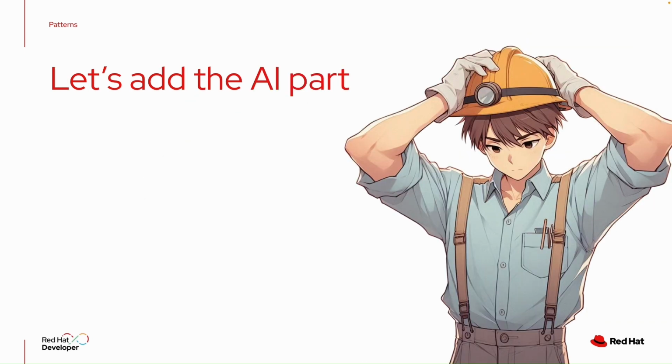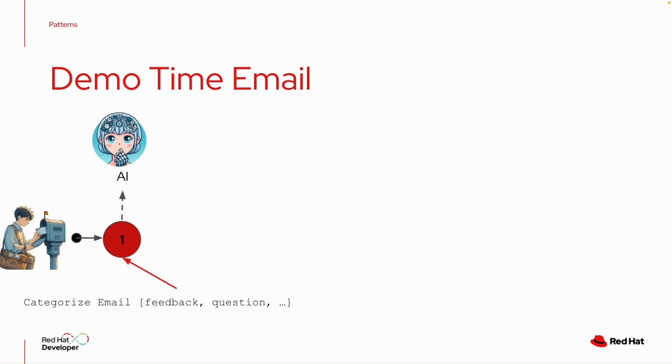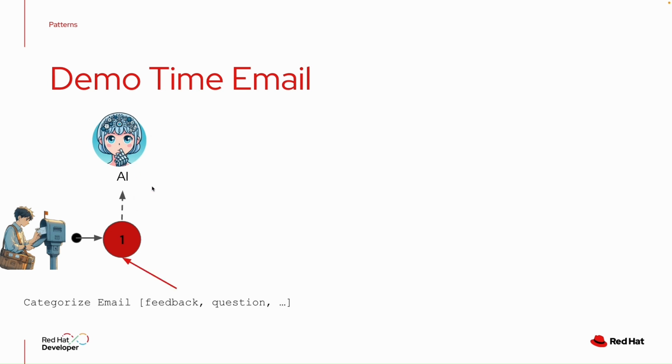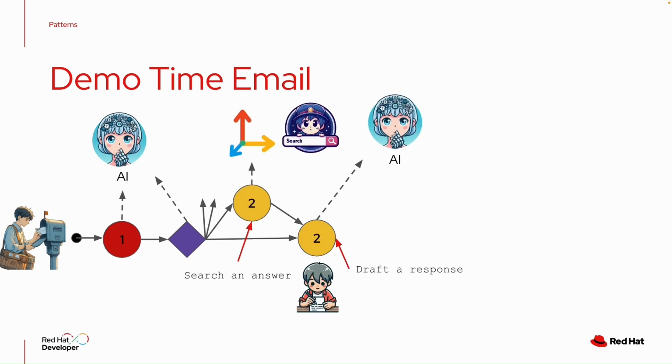Now, can you add the AI part? Yes. For example, we could use this demo. Basically, we get an email in our customer support, and we want to check if we can provide automatic answers to this email. You say, okay, this is the AI, and I'm asking, hey, categorize the email as feedback, question, and so on. Then, depending on the category, can you provide an automatic response? Maybe yes, so we draft a response, or maybe not.